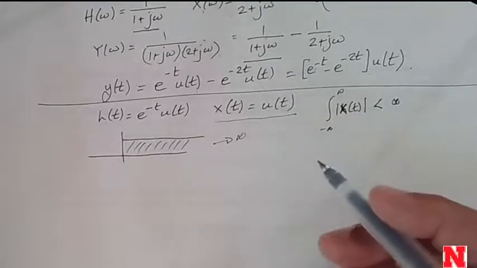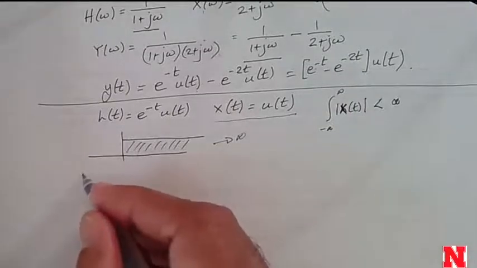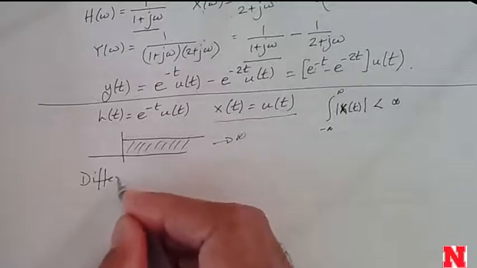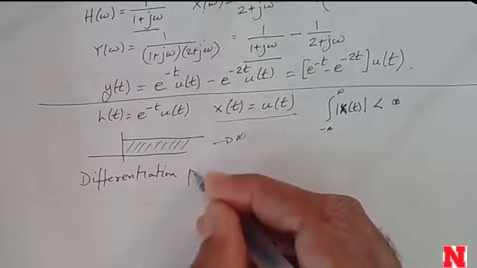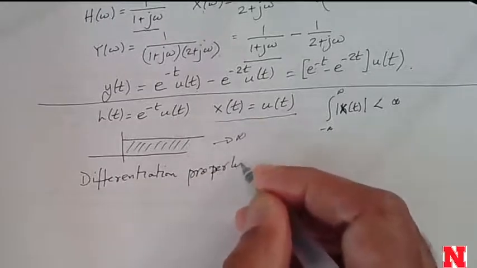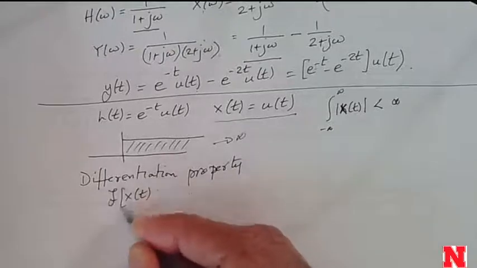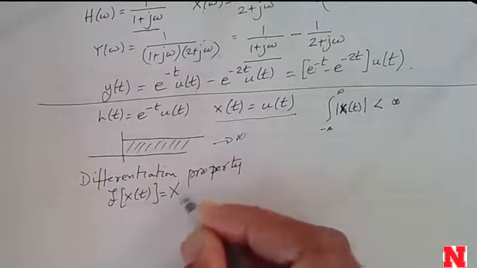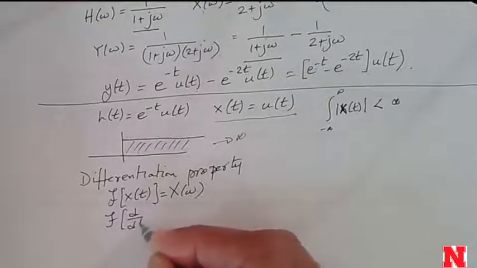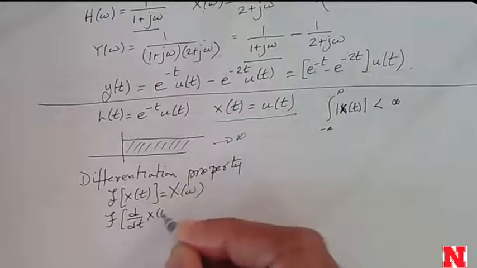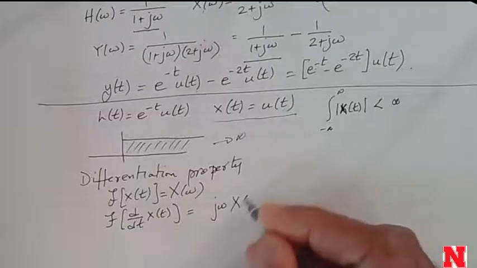And the way I will deal with this is by using another property of the Fourier transforms, which is called the differentiation property. The differentiation property says this: if x of t has a Fourier transform x of omega, then the Fourier transform of the derivative of x of t is equal to j omega times x of omega.